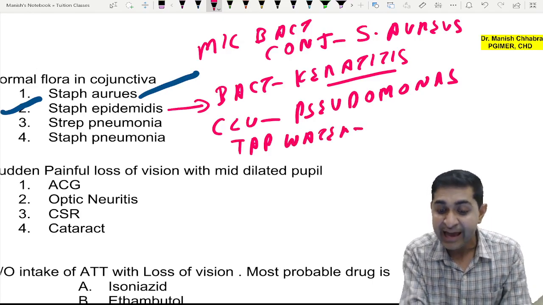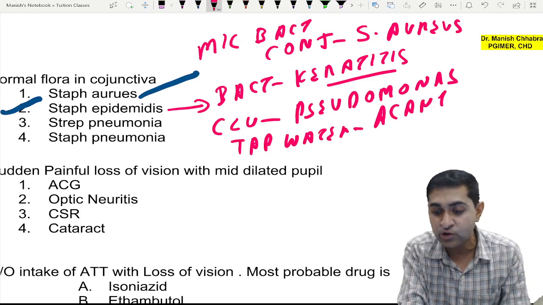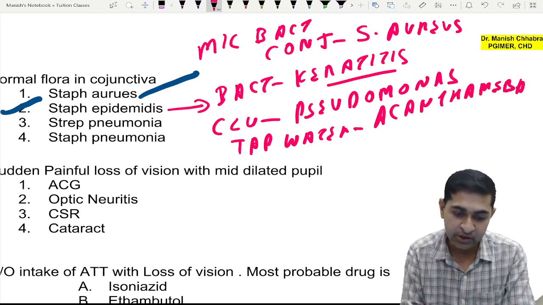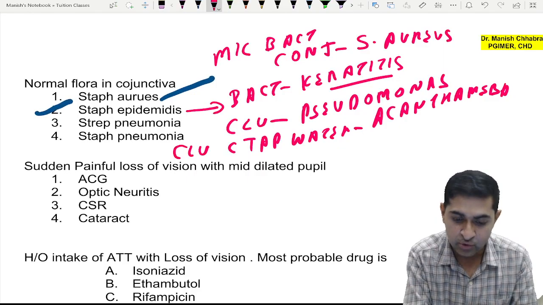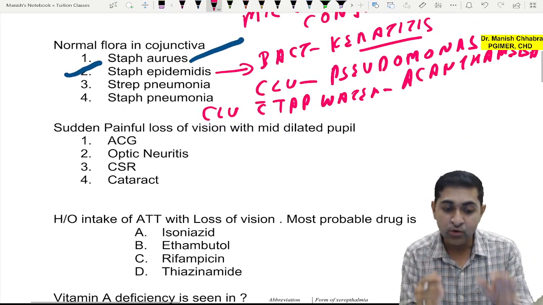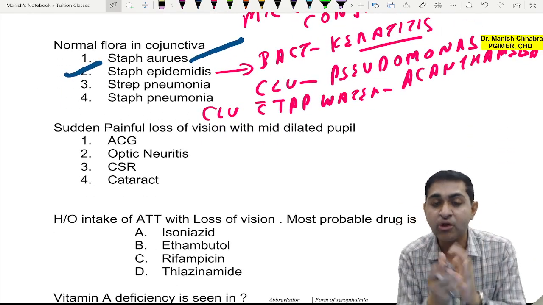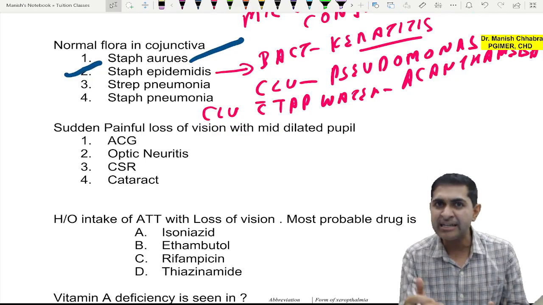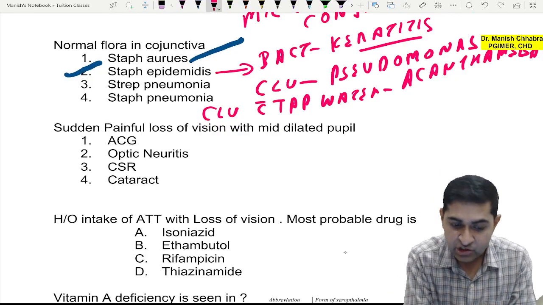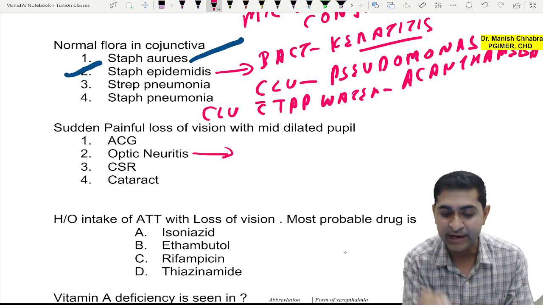Then it becomes Acanthamoeba. All these are your previous year questions. Done? Okay. So CLU with tap water. Now, sudden painful loss of vision with mid dilated pupil. Let's eliminate the options one by one. So first, optic neuritis.